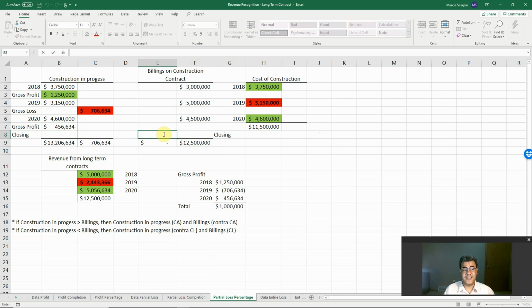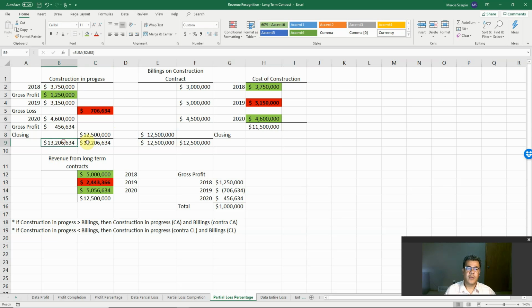So now it's easier if we do the sum in our deferred revenue. Sum here, 12.5, closing credit to balance this journal entry. This first account here is closed, with the same balance for debits and credits. Billings also closed, with the same balance for debits and credits.